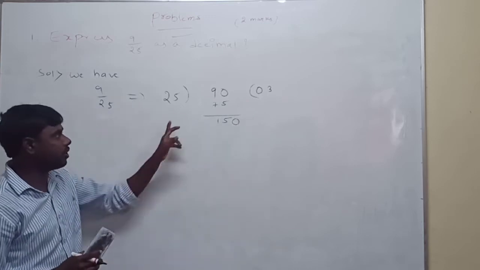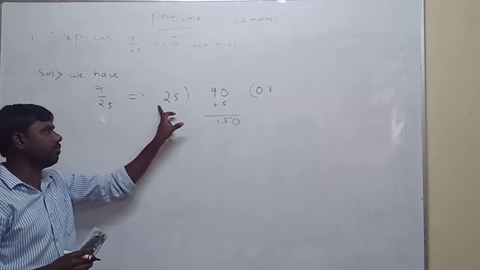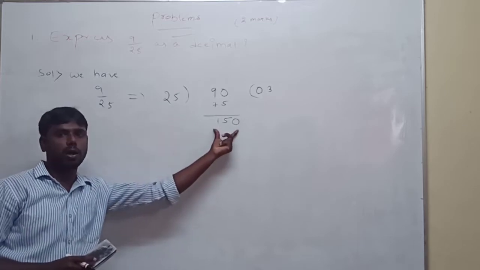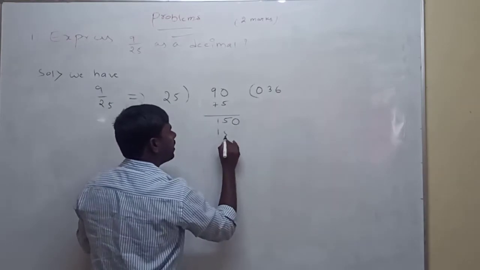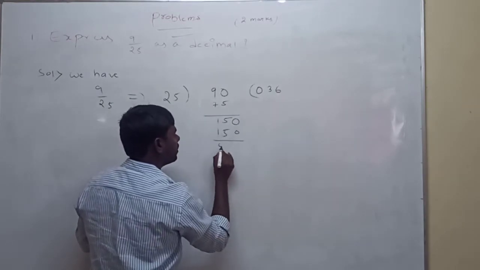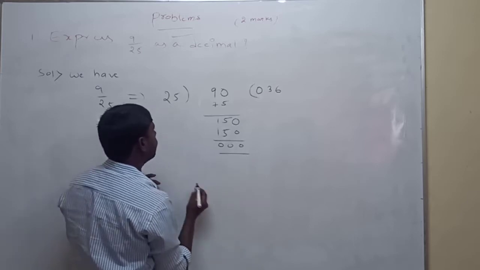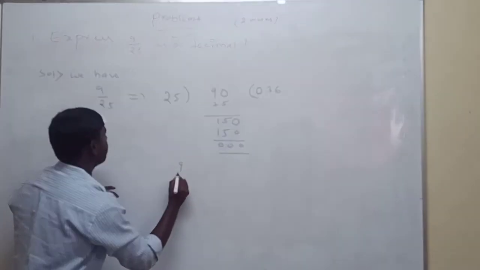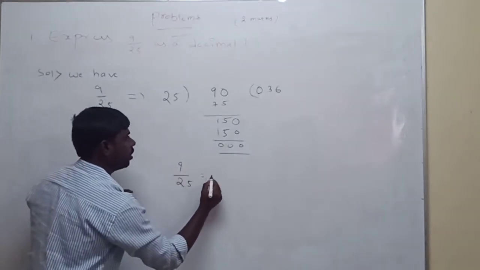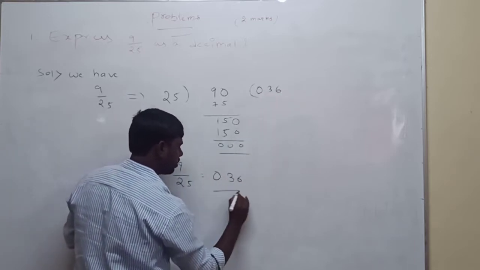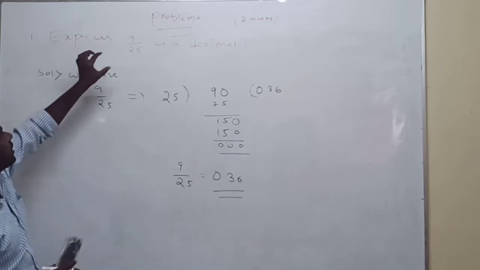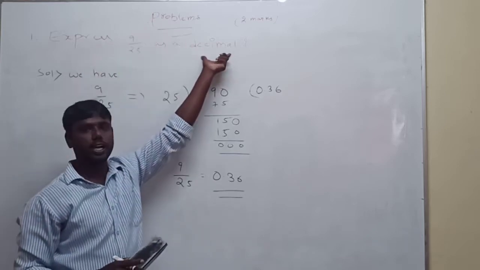So which number is possible now? Which number multiplied by 25 gives the nearest or equal number? 6: 25 into 6 is 150. So the remainder value is 0. So now the answer is 9/25 is equal to 0.36.